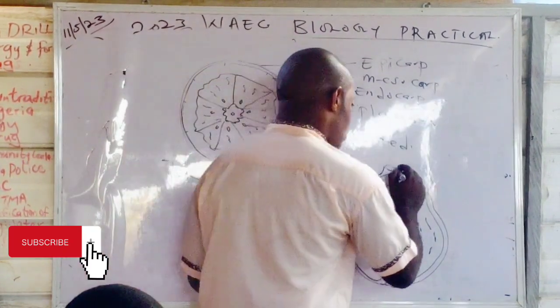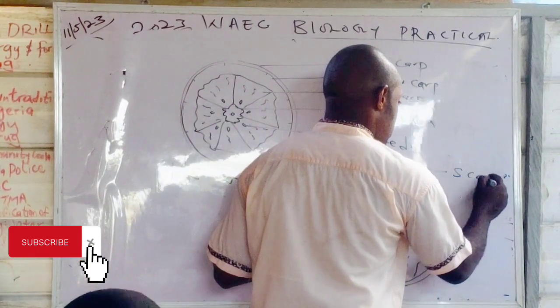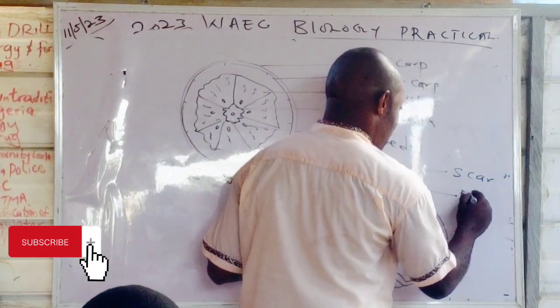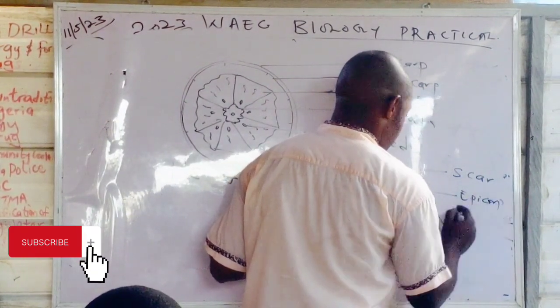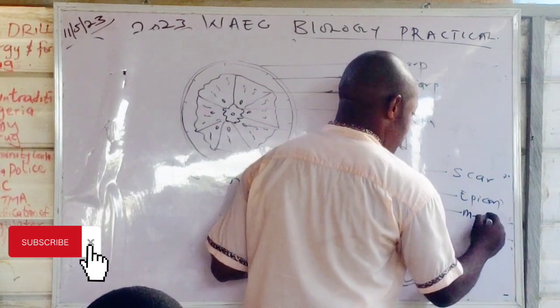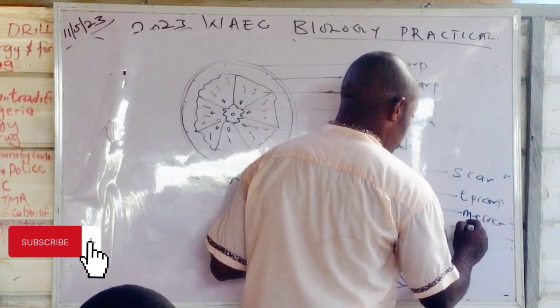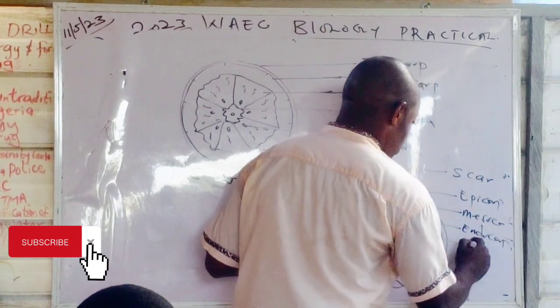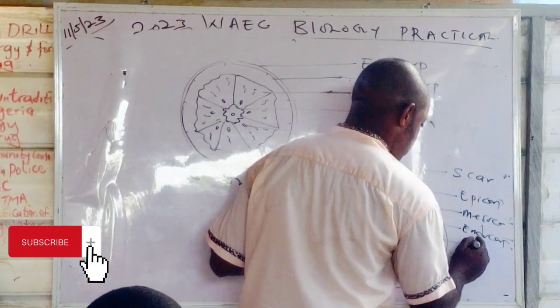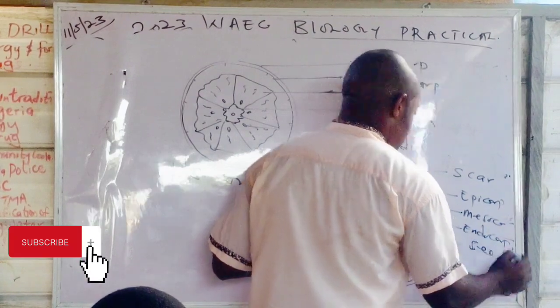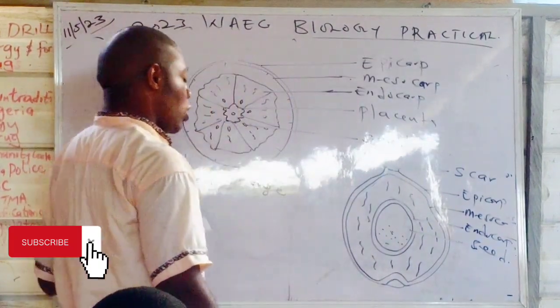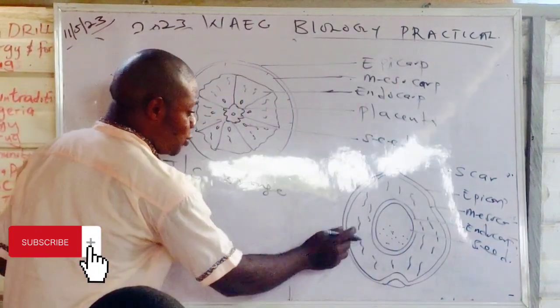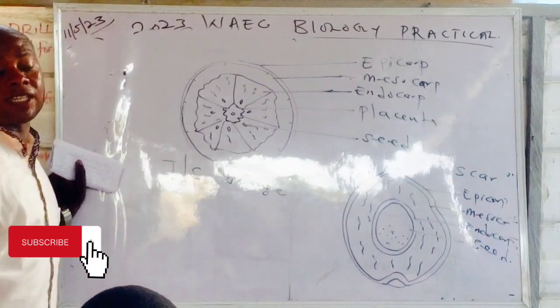You only put this way, you call it a scar. This one will be your epicarp. This one will be your mesocarp. This one will be your endocarp. This one is your seed. And don't forget, what are you going to remember again? You must put this. Is it longitudinal section or transverse section?